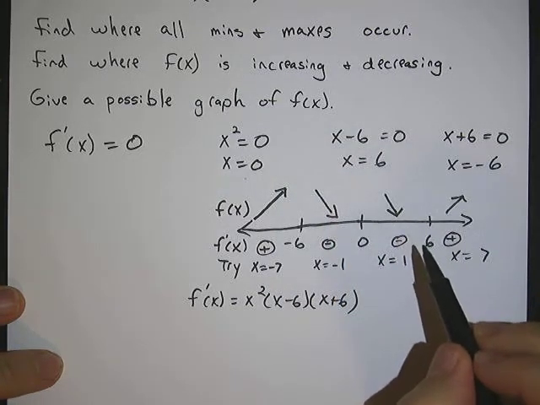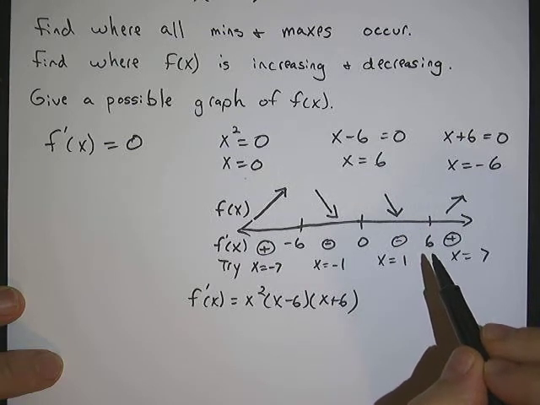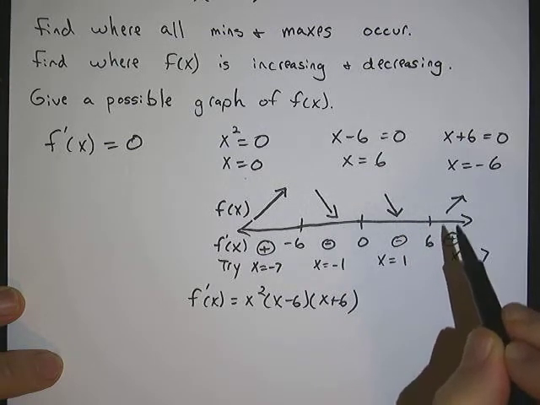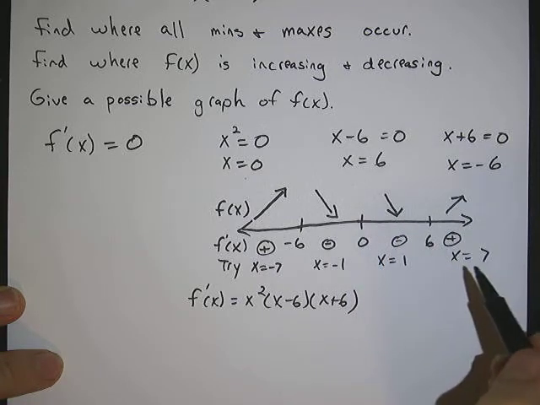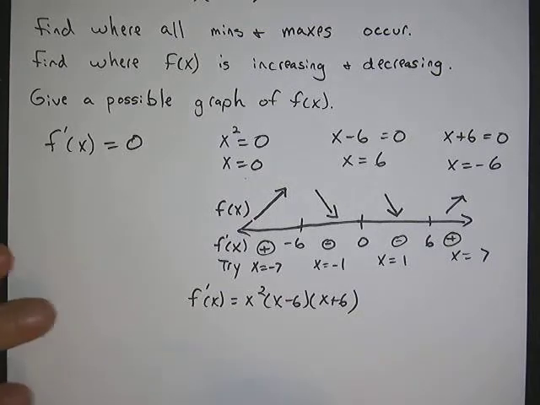But then as we get to 6, we keep going down, down, down, down, down until we hit 6, and then the function starts going up again. Okay, so it does this here at 6. So that is a local minimum. Okay, so we're looking for our local min and local max.